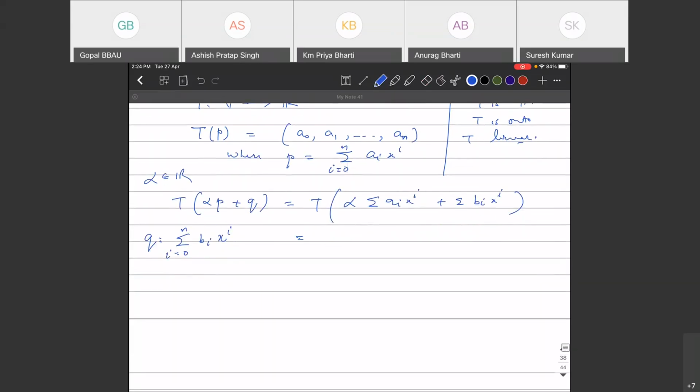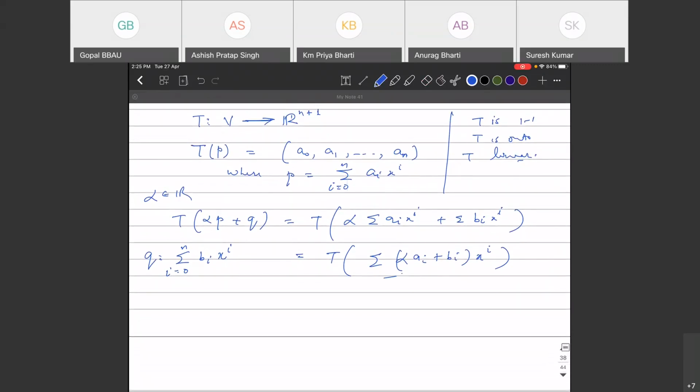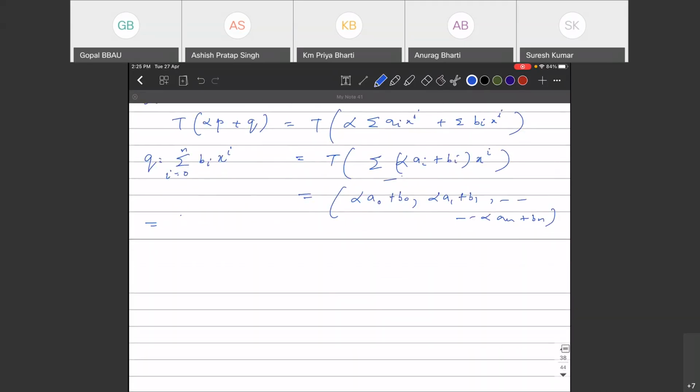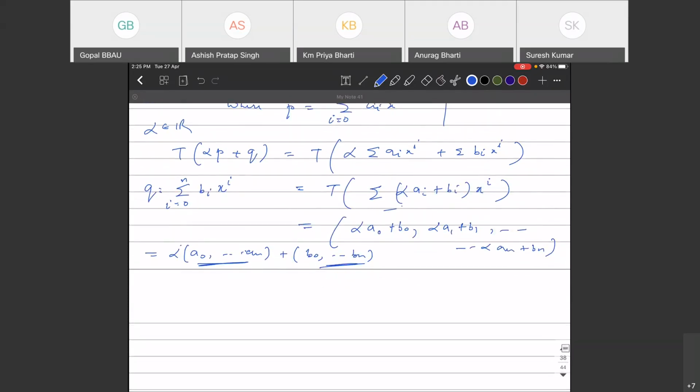So this will be summation of alpha ai plus bi, times xi. This is again a polynomial, and by definition this is alpha a0 plus b0, alpha a1 plus b1, and so on, alpha an plus bn. And you see, you can write it as alpha times (a0 to an) plus (b0 to bn), and this is Tp and this is Tq, alpha Tp plus Tq. So T of alpha P plus Q is alpha Tp plus Tq. Therefore T is linear. Do you get this?